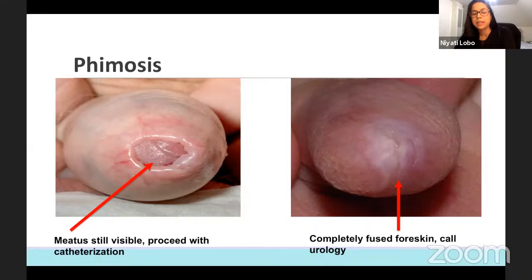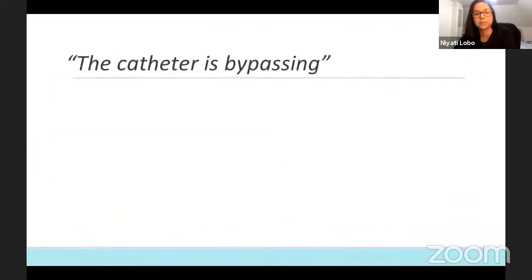But if you really can't see a meatus and you're sure that the patient doesn't have a phimosis, then it's worth looking down the ventral shaft to see whether or not there's another opening. But again, this is a situation where if you're really struggling, just call your urology reg and they'll come and have a look for one.